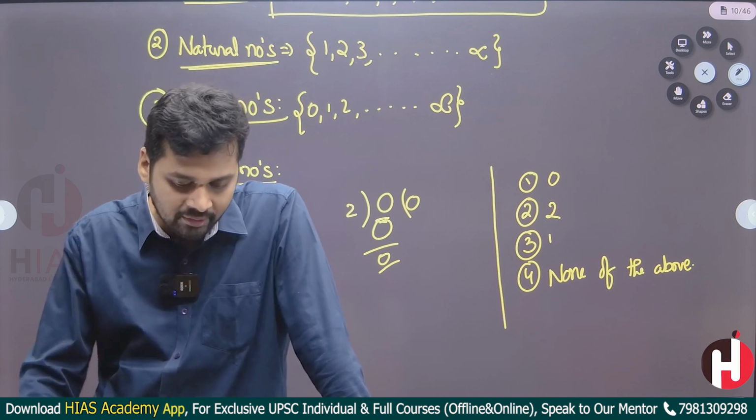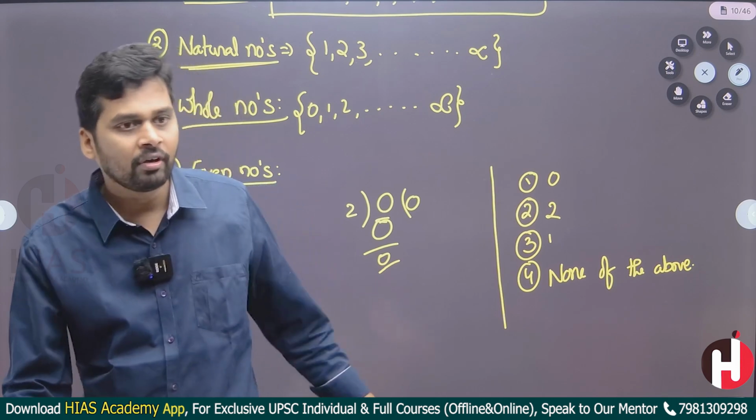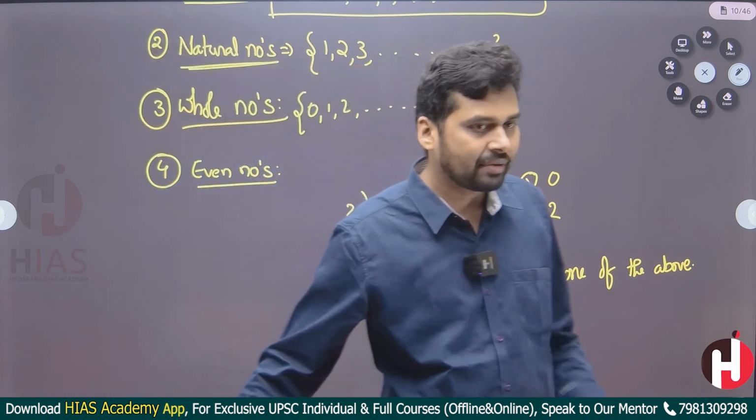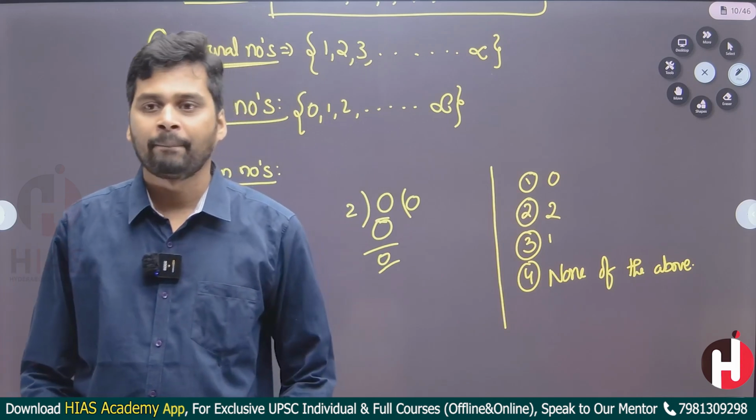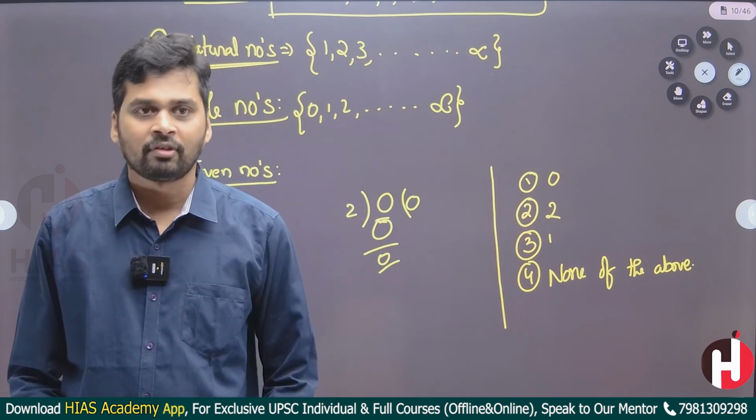Now tell me the answer for this question. Which is the least even number in the number system? These are the options. Now tell me the answer. 0. Wrong answer.